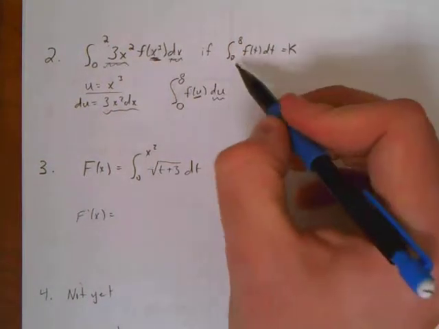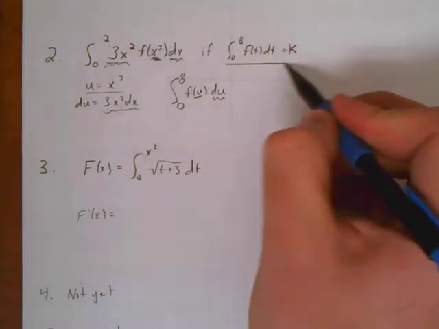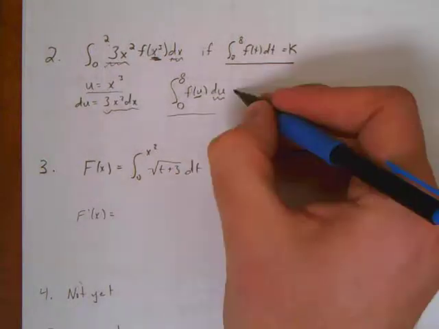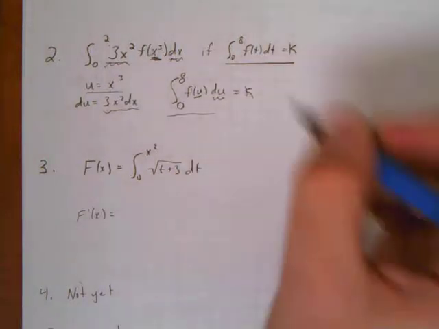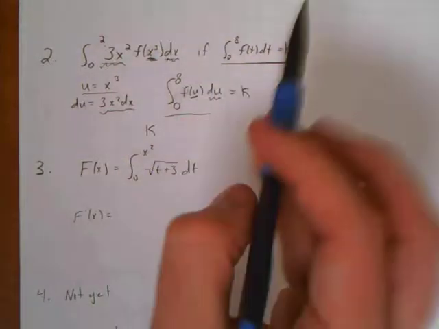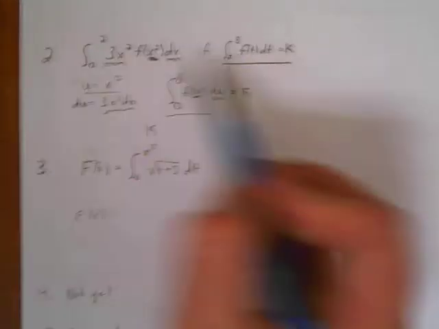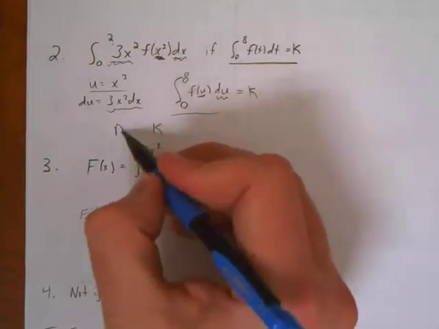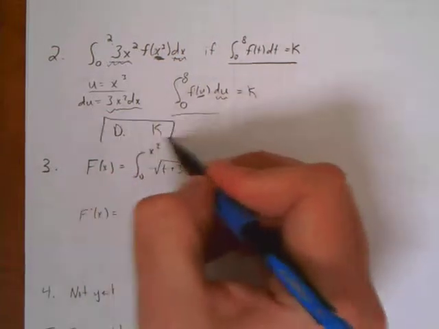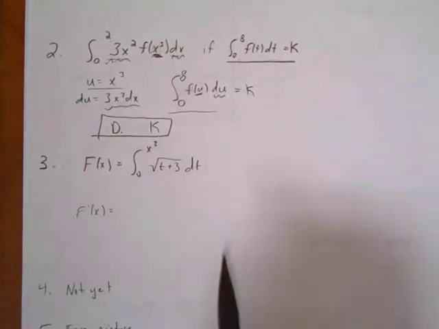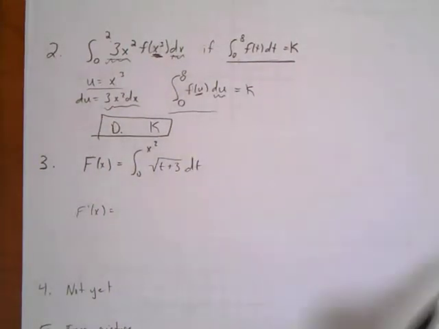Well, look at this. If the integral of f of t dt from 0 to 8 is k, then the integral of f of u du from 0 to 8 must also be k. And so you get your answer. The answer is just k. Okay, and it's basically just a funky substitution that gives you the exact integral that they gave you in the first place. So your answer was D. All right, and like I said, as long as you understand substitution, this one's not too bad.